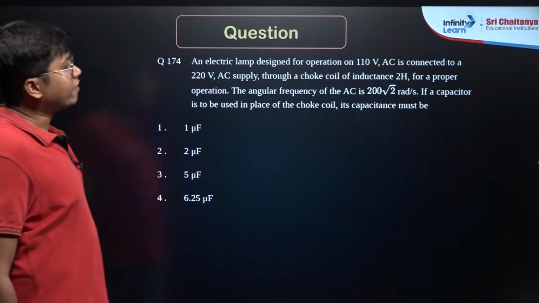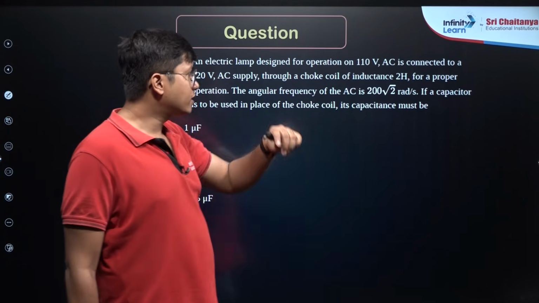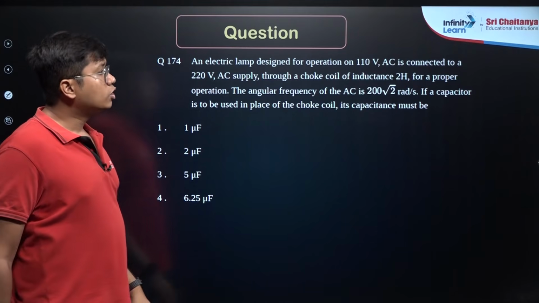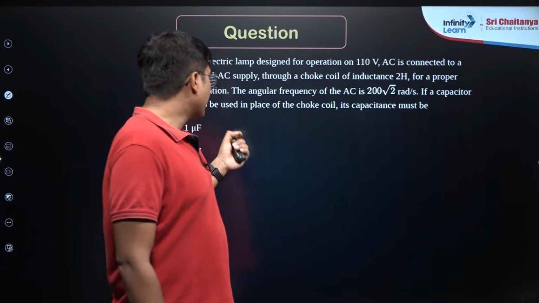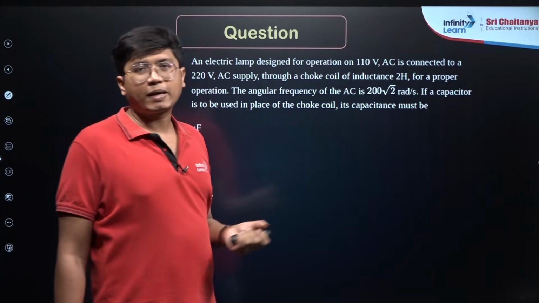Next, an electric lamp designed for operation on 110 volt AC is connected to 220 volt. A choke coil of 2 Henry is given for proper operation. The angular frequency is given. If a capacitor is to be used in its place, then the capacitance should be what?